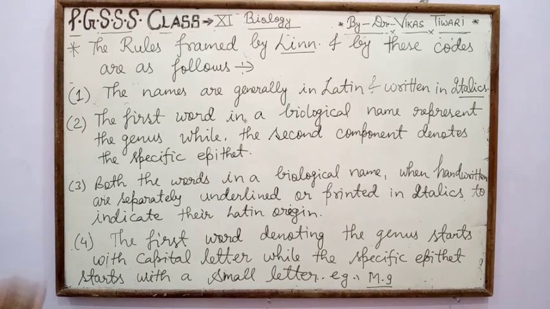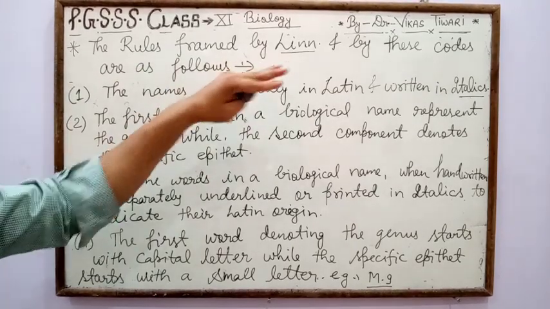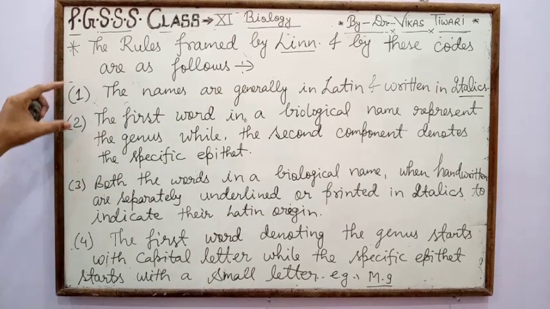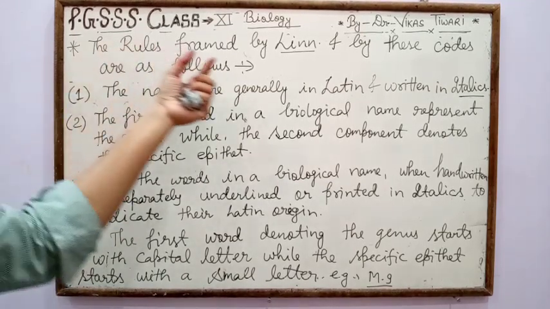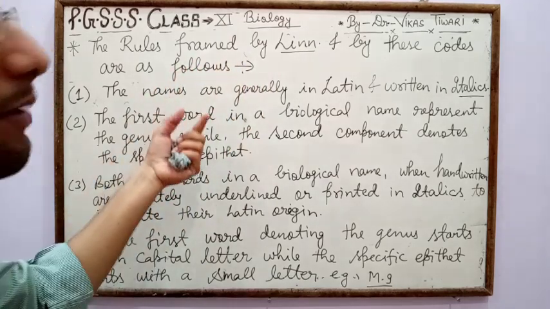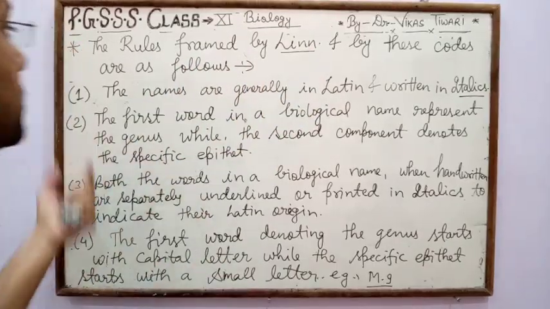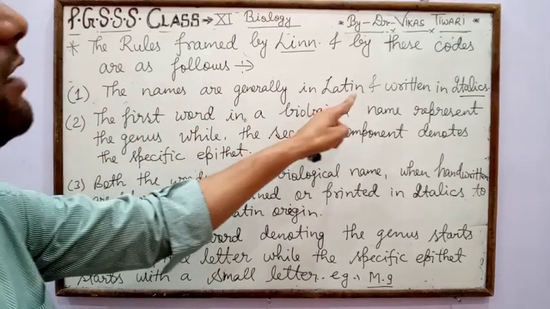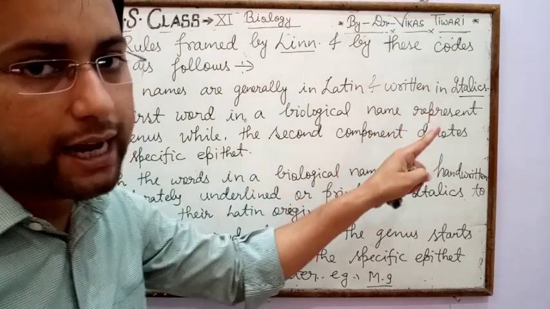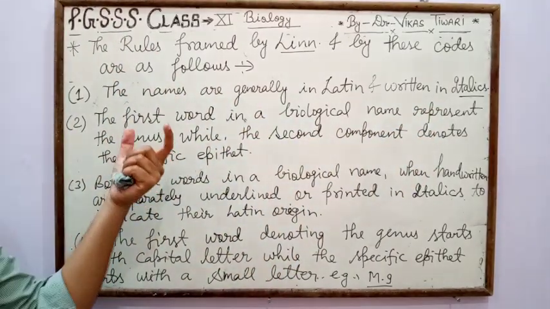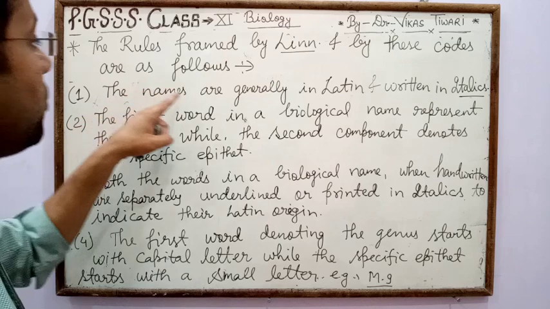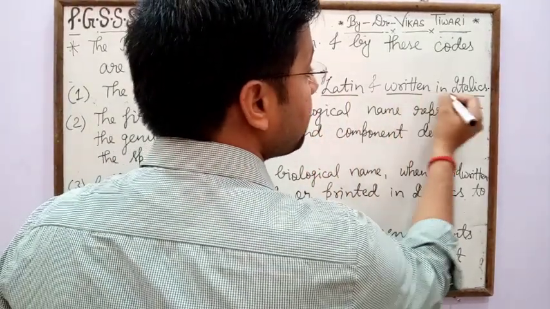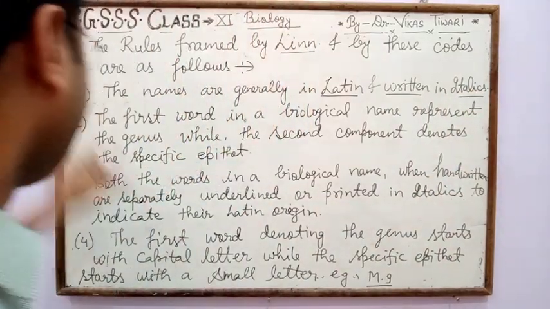Next are the rules framed by Linnaeus and by these codes, as follows. First, the names are generally in Latin and written in italics. So the first rule of a scientific name is that all the names are generally in Latin and written in italics.